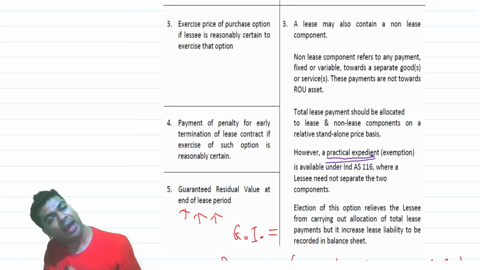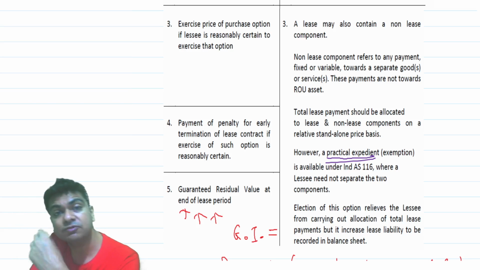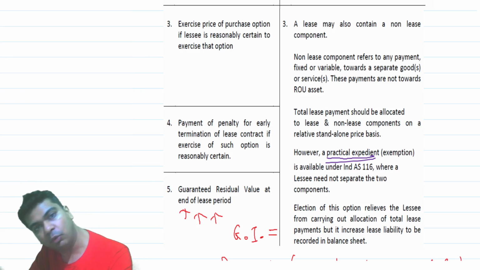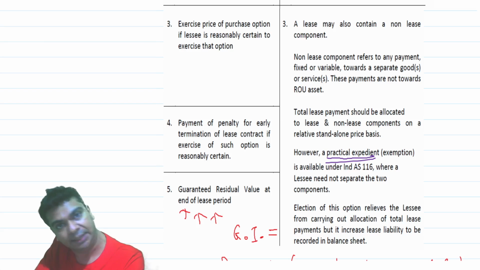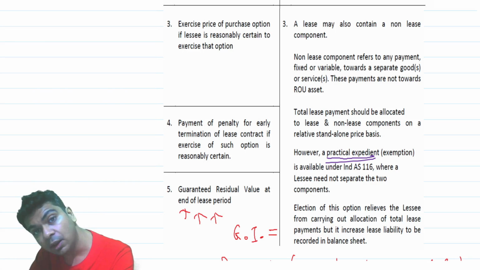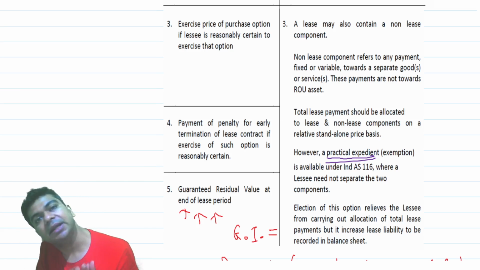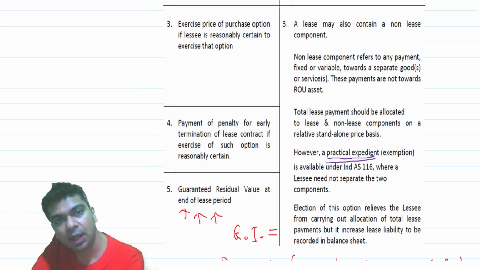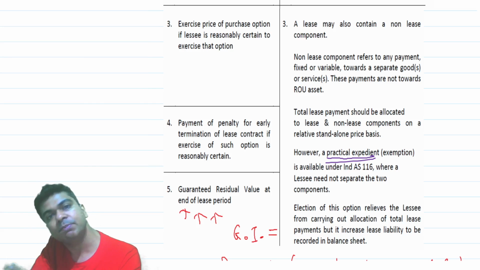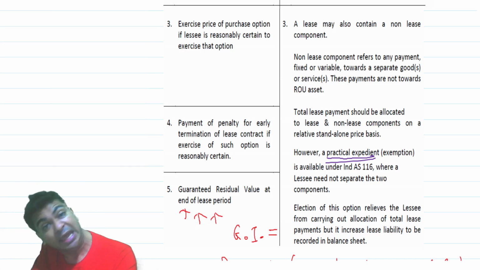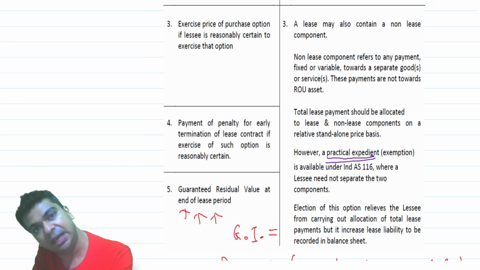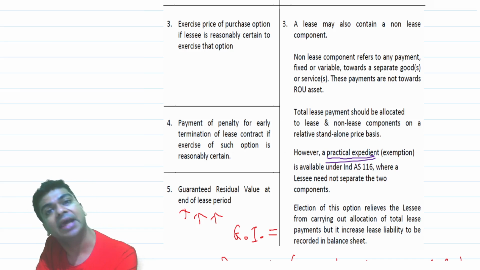Consider the entire 1 lakh as a lease payment, as if the entire 1 lakh is for the lease component, and carry out the entire accounting. The advantage is that I am relieved of that unnecessary hassle. The disadvantage is that my lease liability will turn out to be on a higher side. But still, this practical expedient is available to me. If I have entered into multiple lease transactions, remember, it will make the life of the lessee's accountant much simpler. But remember, this practical expedient is available only to the lessee.